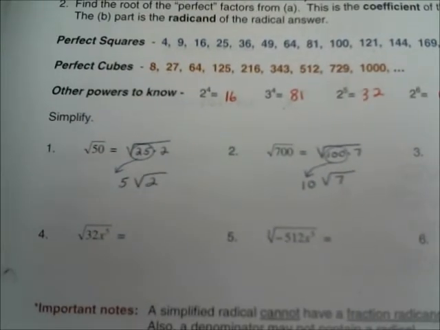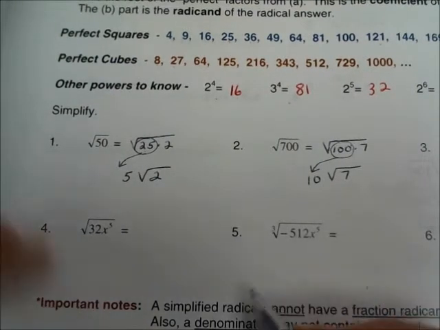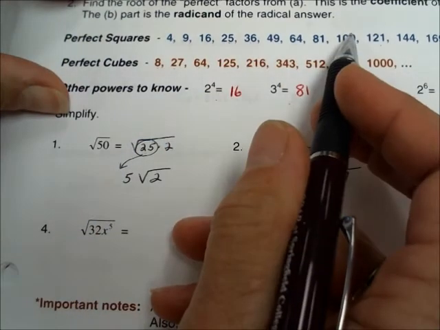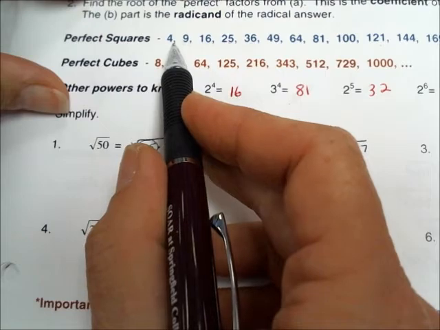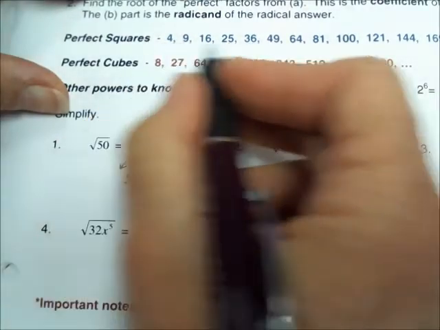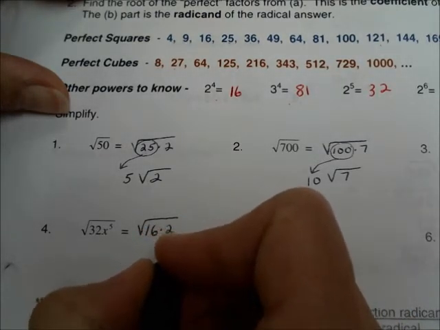The next one is the square root of 32, x to the 5th. It's a little sharper here. Now 32 is another one of those numbers that has more than one perfect square in it, because 4 is in 32, but the biggest number on this list of perfect squares that goes into 32 is 16. So we're going to break 32 up into 16 times 2.